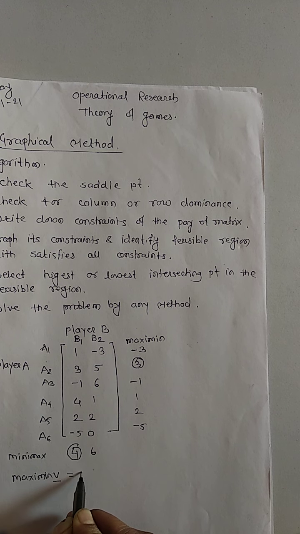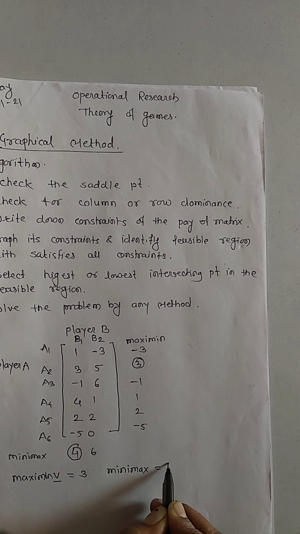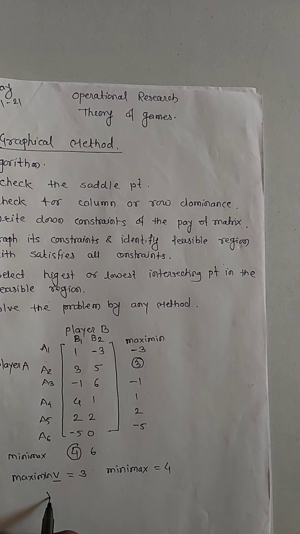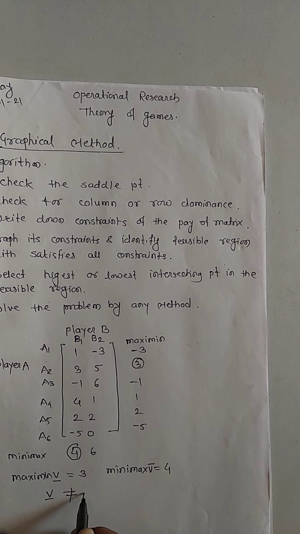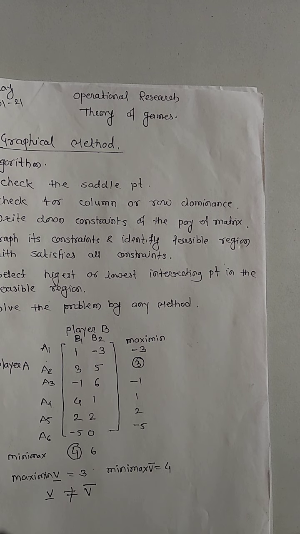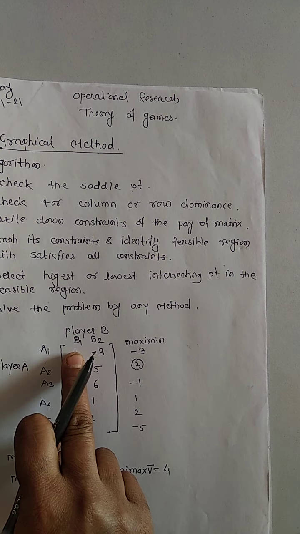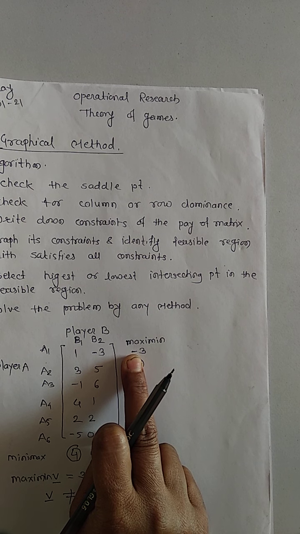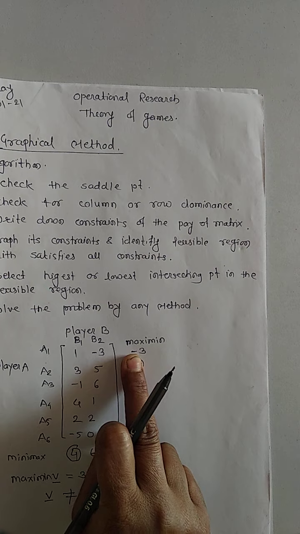Means maximin V lower bar is equal to 3, and minimax is equal to 4. Minimax is represented by V upper bar. Maximin is not equal to minimax, therefore here the saddle point does not exist. Here 6 rows and 2 columns are present, therefore solve this problem by the graphical method.